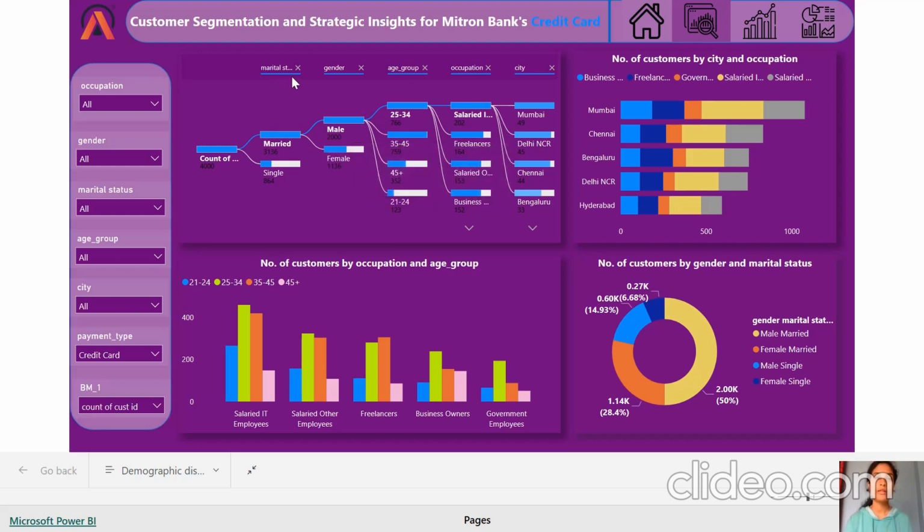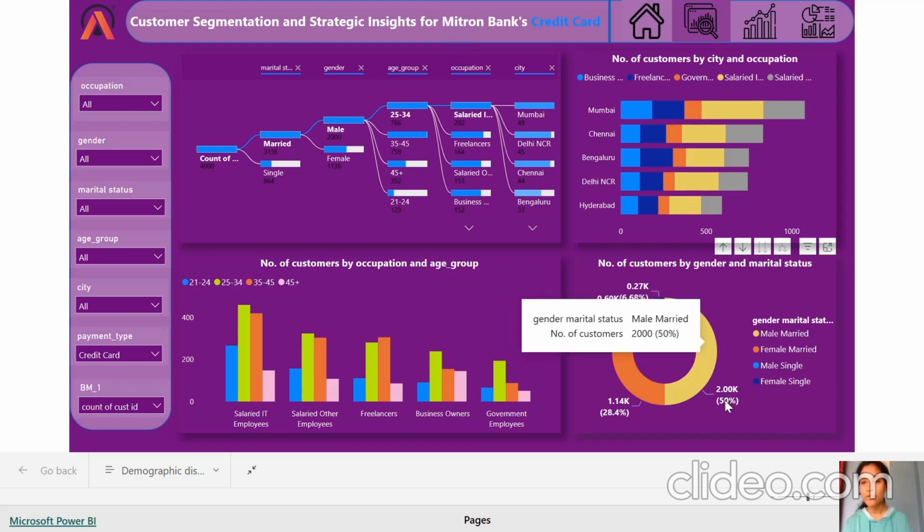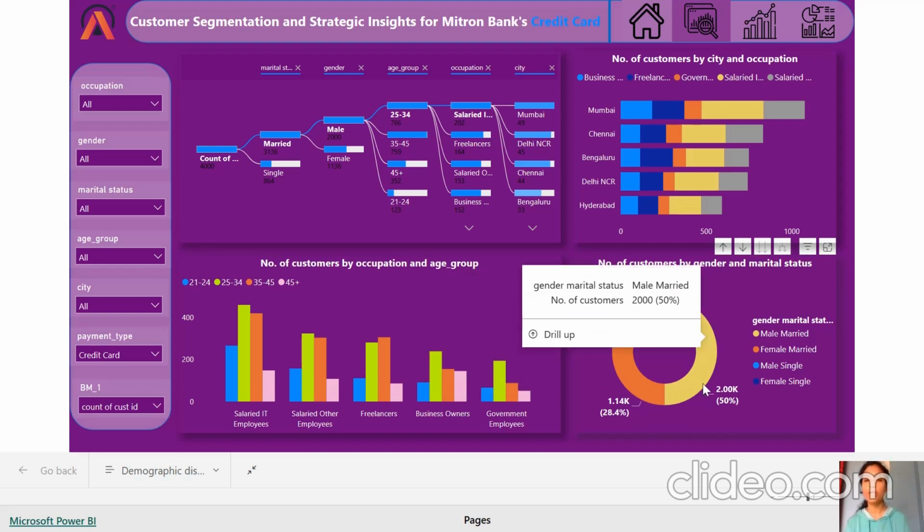When considering marital status and gender, I zoomed in on that information and got more detail using this graph. In this graph, you can see there are four legends: male married, male single, female married and female single. Almost 50% are male married customers, and only 28% are female married, and the remaining are very few. So we have to concentrate on the male married and female married customers.